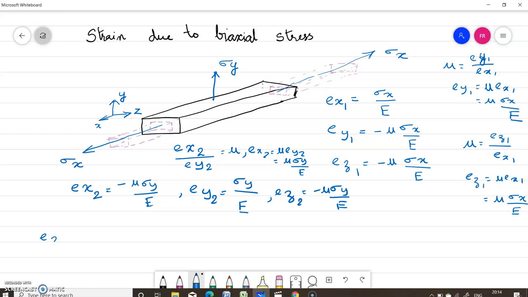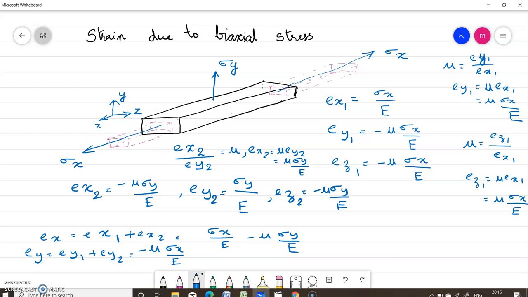So what is the total strain in the x direction? Ex equal to Ex1 plus Ex2, which is equal to sigma x by E minus mu into sigma y by E. Similarly, Ey is equal to Ey1 plus Ey2, which is equal to minus mu into sigma x by E plus sigma y by E. Similarly, you can find out Ez. Total strain in the z direction is equal to Ez1 plus Ez2, which is minus mu into sigma x by E minus mu into sigma y by E.